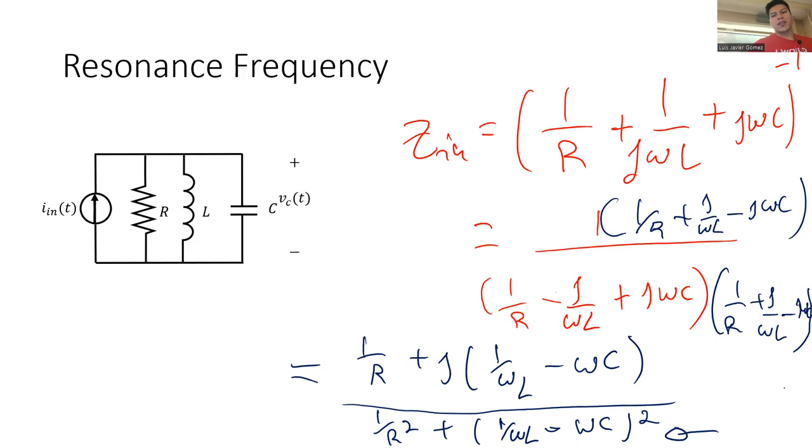Now all we have to do is figure out the frequency at which the imaginary part is zero. Is it clear to everyone what I did here? Does everyone understand why I multiplied by the complex conjugate in the denominator and numerator?